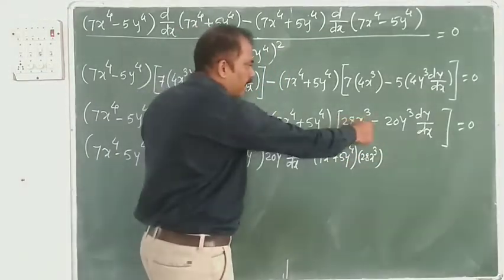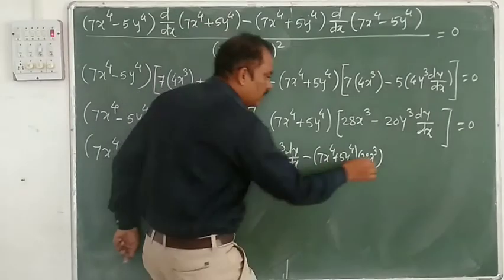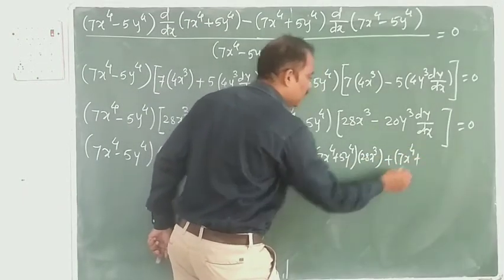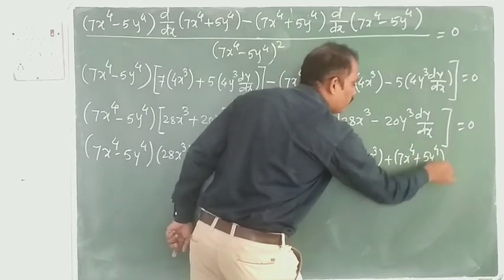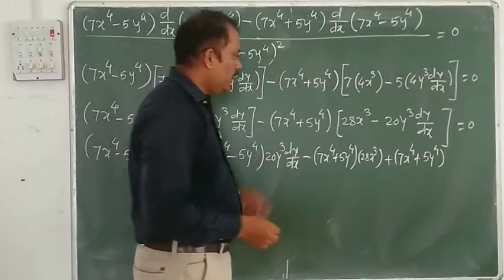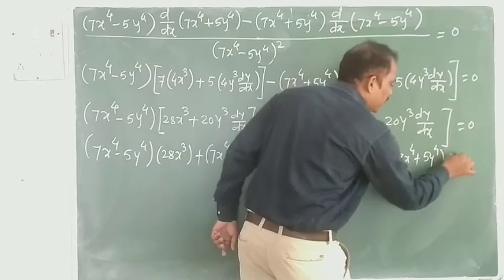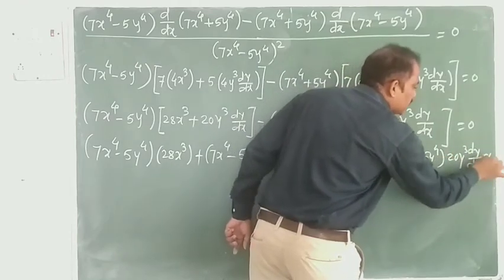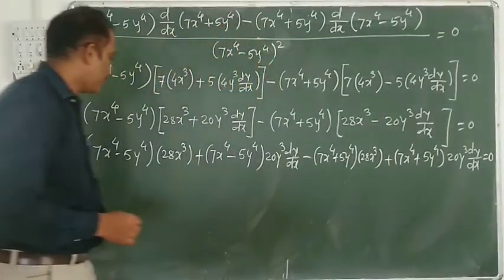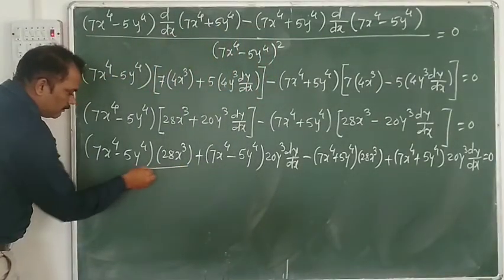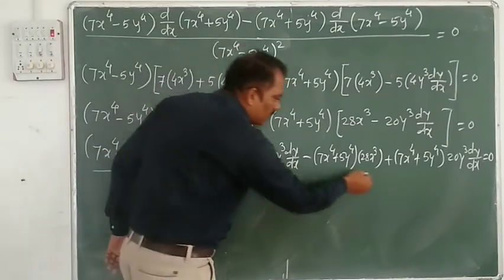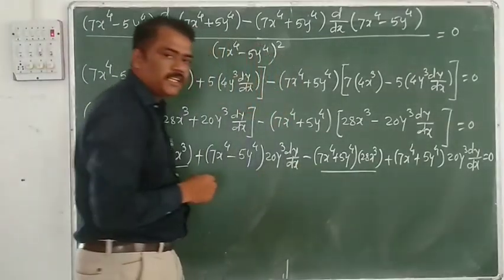This minus and this minus becomes plus, so that plus 7 times x raised to 4 plus 5 times y raised to 4 into 20y cube dy by dx is equal to 0. Okay, this term does not contain the dy by dx. Also here, this term also does not contain the dy by dx.